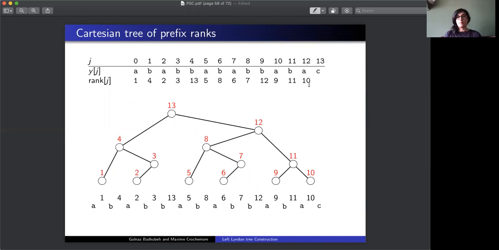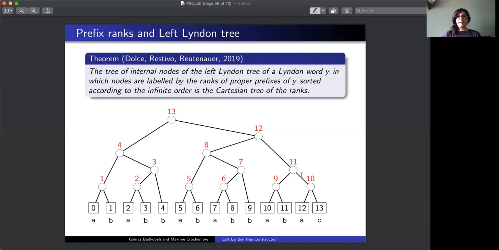Okay, then I can build the Cartesian tree of this prefix rank. It looks like this. And in the paper in 2019, same paper by Dolce et al., they proved that the internal nodes of the left Lyndon tree of any Lyndon word are labeled by the ranks of proper prefixes of Y sorted according to infinite order. And it coincides with the Cartesian tree of the ranks. It's a very interesting result.